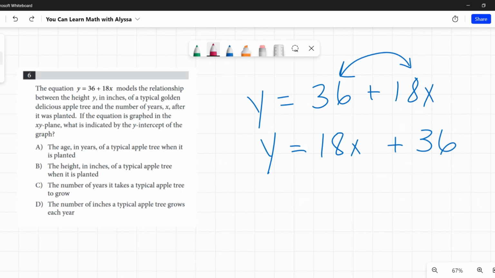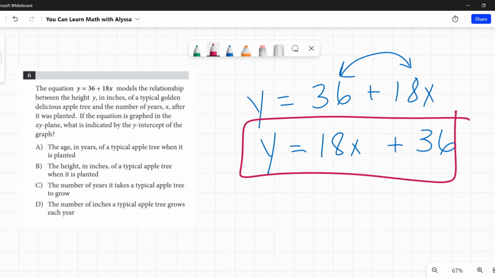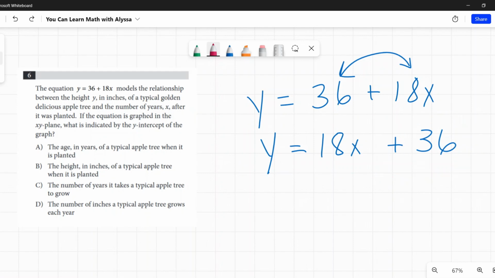Now, they asked, what is indicated by the y-intercept of the graph? So this funky question, if the equation is graphed in the xy plane, what is indicated by the y-intercept of the graph? That is a fancy way of first testing that you know that this is slope-intercept form and that this is the y-intercept. But the question actually means is, what does 36 mean in this equation? All that just means, what does 36 represent?